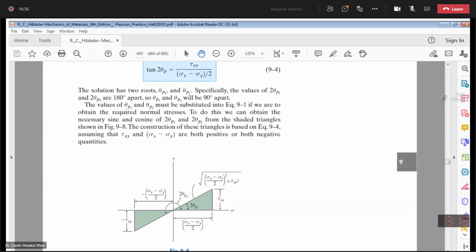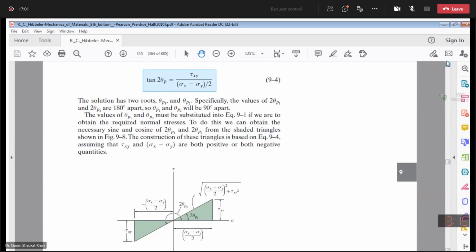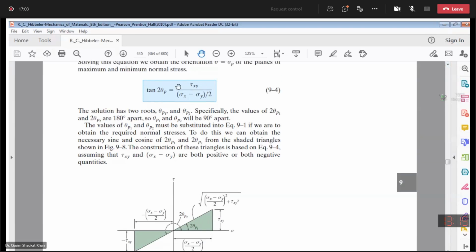Now the next thing is the orientation of the principal planes. From this equation we can get the orientation of the principal planes, that is theta p1 and theta p2, and if we substitute these values of theta p1 and theta p2 in our equation 1, we will get the major principal stress and minor principal stress.